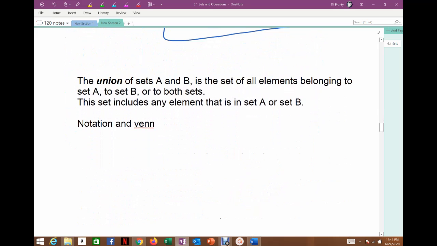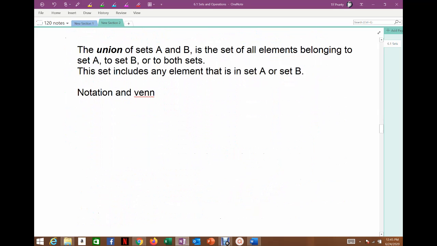All right, the next one is union. The union of set A and B is the set of all elements belonging to set A, anything that's in set B, or anything that they share in common. Biggest thing with the union is you don't want to count anybody twice. It's just all of the elements in one or the other. If they happen to share some, those are included, but we only include them once.